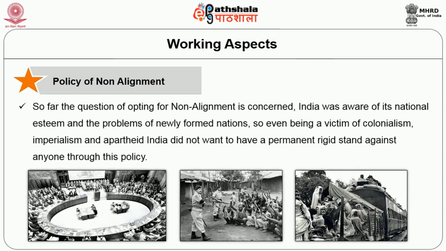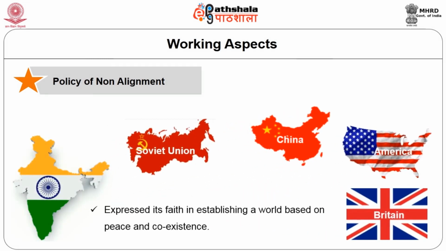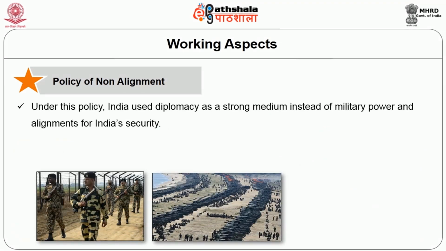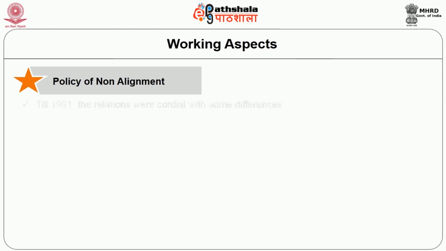So far as the question of opting for non-alignment is concerned, India was aware of its national esteem and the problems of newly formed nations. So even being a victim of colonialism, imperialism and apartheid, India did not want to have a permanent rigid stand against anyone through this policy. India established friendly relations with Britain, America, China and Soviet Russia and expressed its faith in establishing a world based on peace and coexistence. Under this policy, India used diplomacy as a strong medium instead of military power and alliance for India's security. Initially, there was distance in relations with the former Soviet Union also, but very soon both developed close relations. Till 1991, the relations were cordial with some differences.